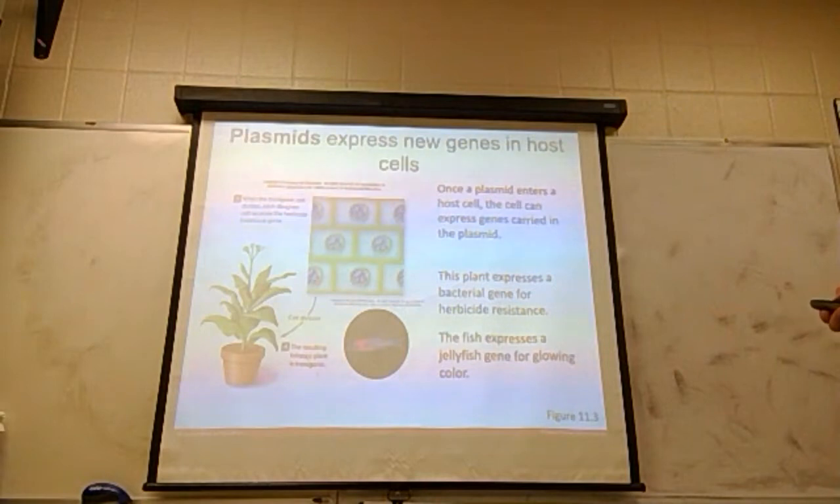Again, just a little more detail. You see that the transgenic cell divides, producing more and more cells, and eventually you have a tobacco plant here that is transgenic, and it is now resistant to the particular herbicide they are talking about. The fish, again, we showed earlier, expressing those jellyfish genes for glowing, and it's done in basically the same way.